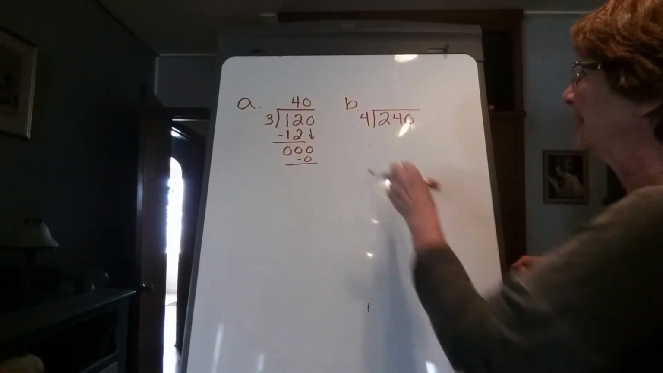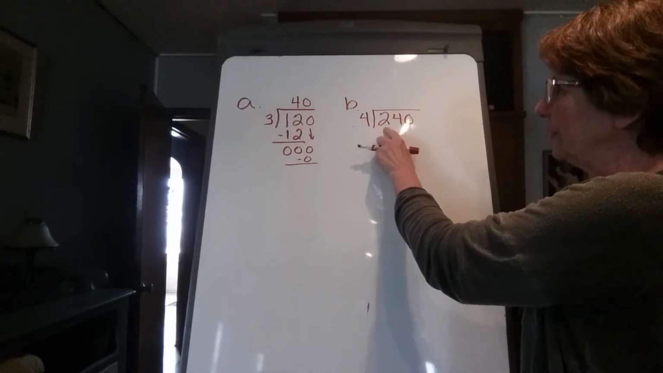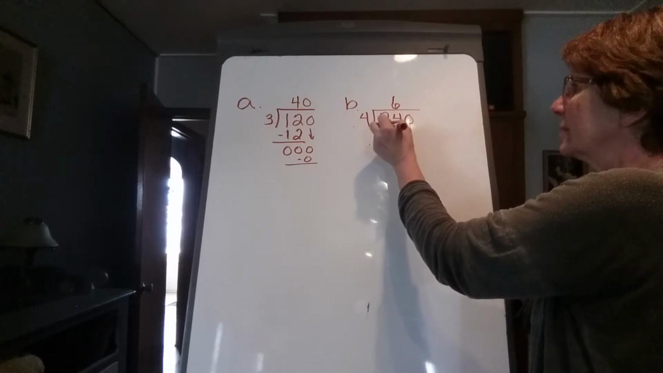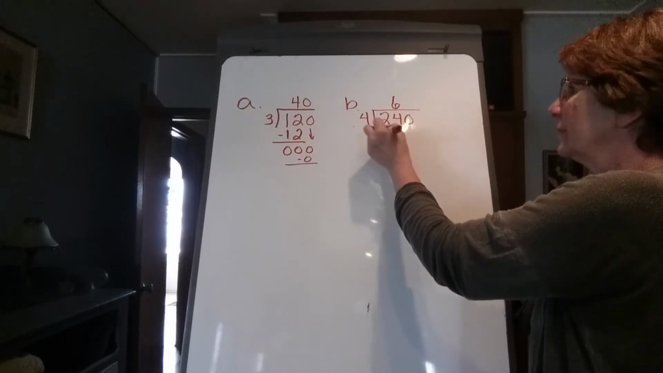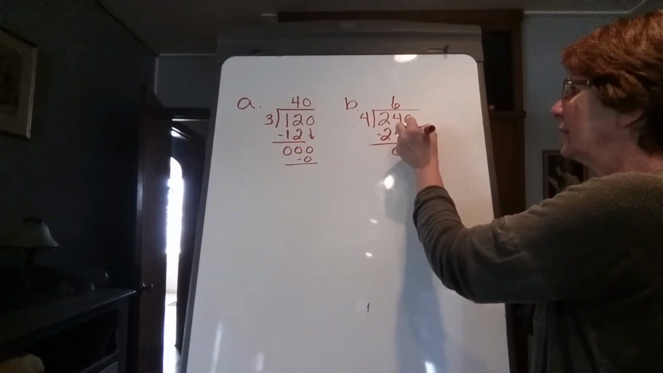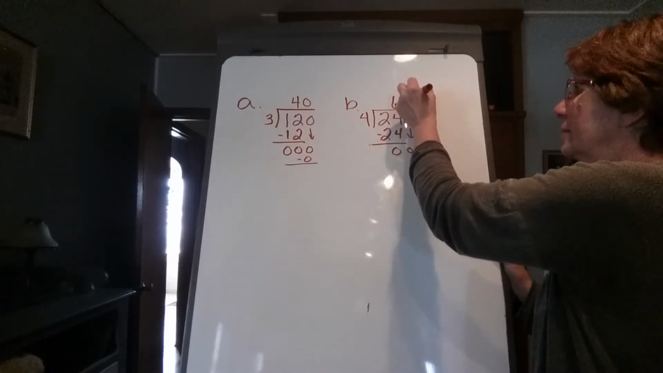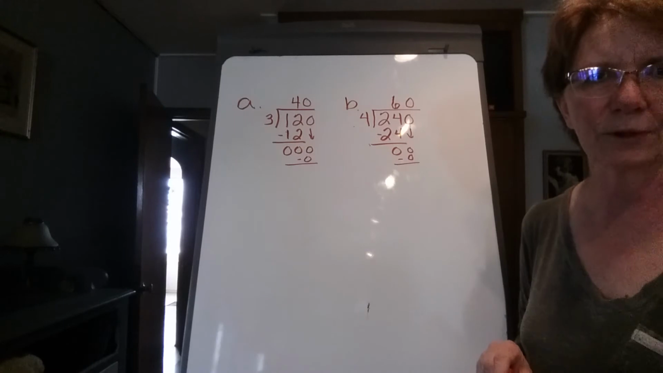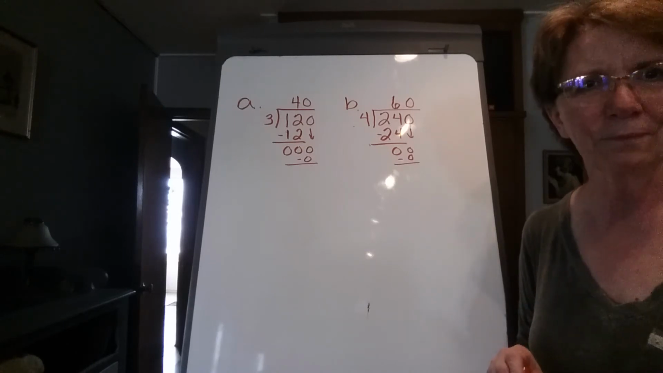Okay, here we go. Can't take 2, so 4 goes into 24. 6 times 4 is 24. Subtract. Bring down your 0. 0. So 60, 24. Did you do okay?